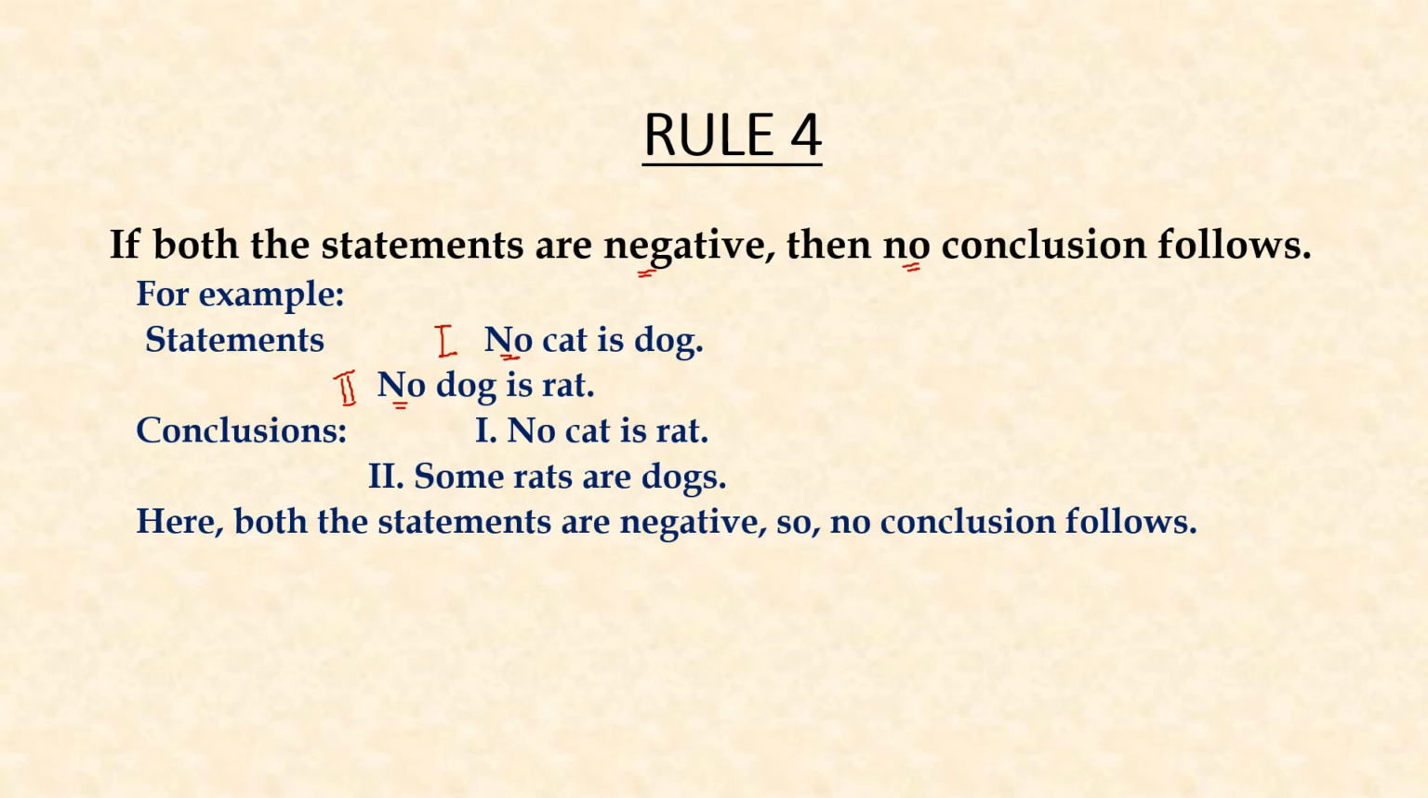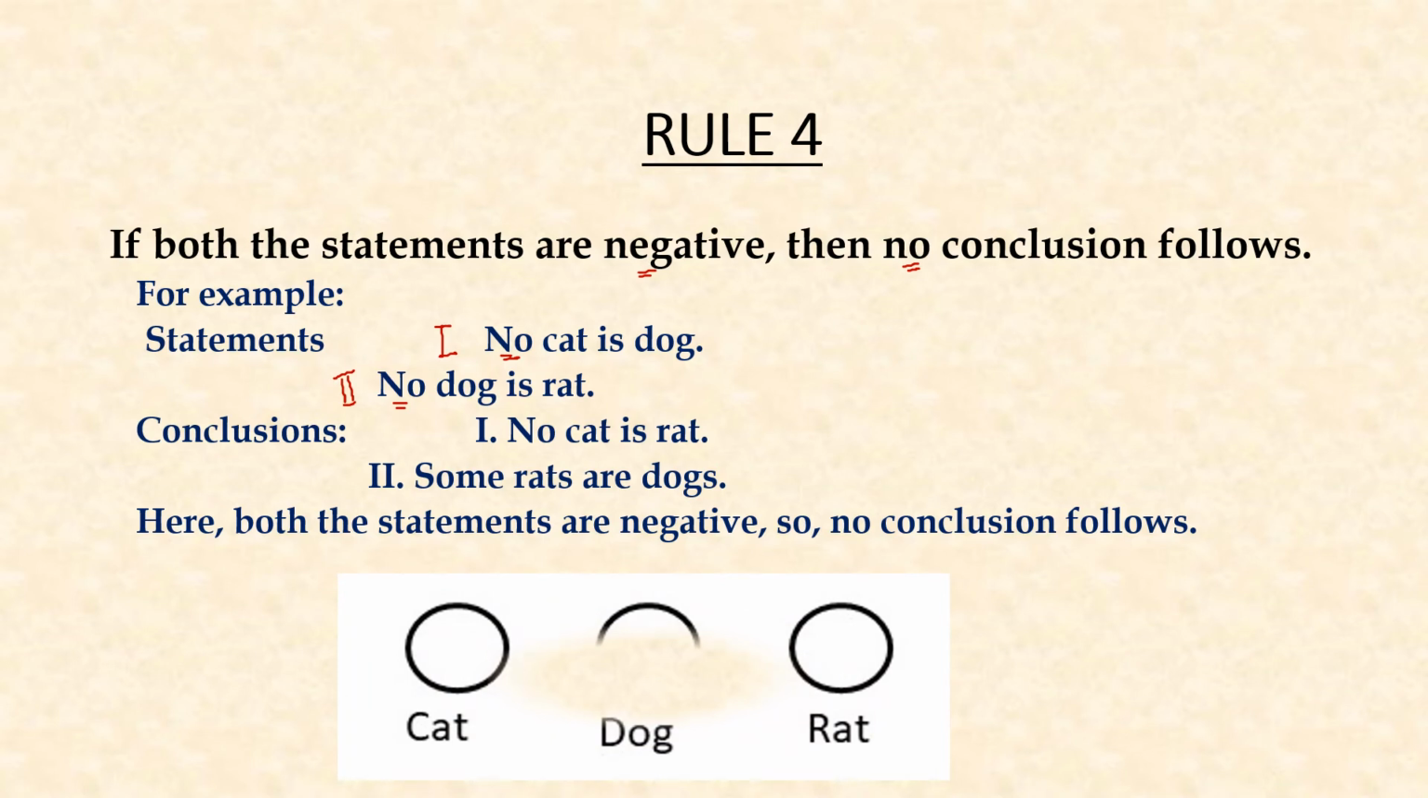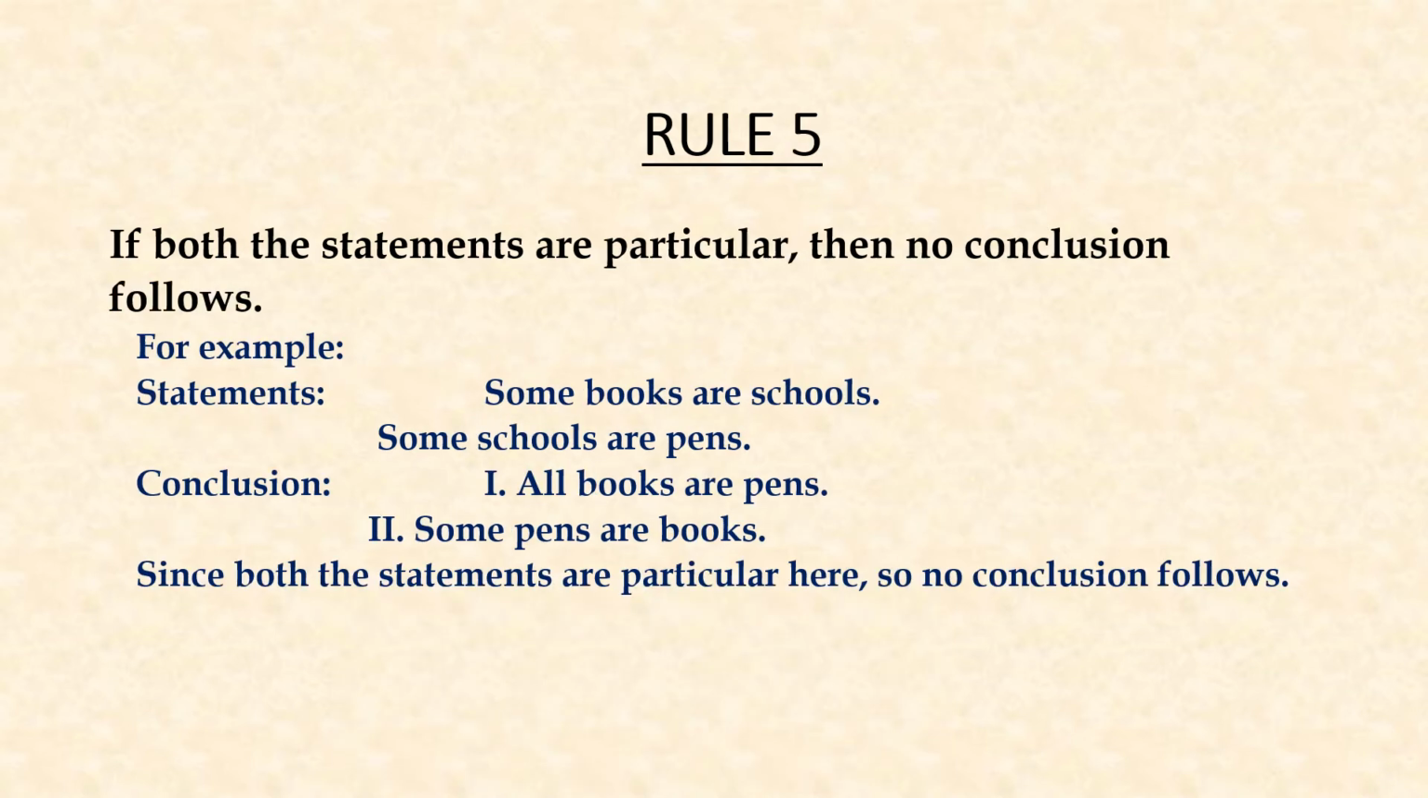No cat is rat. Some rats are dogs. तो conclusion हम इसमें follow कर ही नहीं सकते हैं. Let us check this with the help of Venn diagram. Venn diagram अगर आप यहाँ देखेंगे no cat is dog, no dog is rat, तो तीन अलग अलग circle हमारे बन जाते हैं cat, dog and rat के. So if we compare this with the conclusion no rat is cat or some rats are dogs, both of them they are ruled out. So the rule says that no conclusion follows.